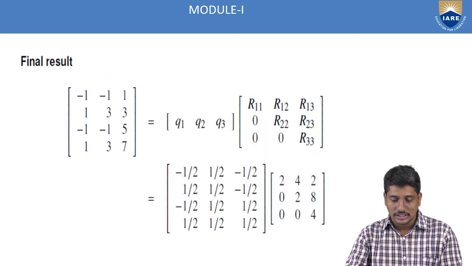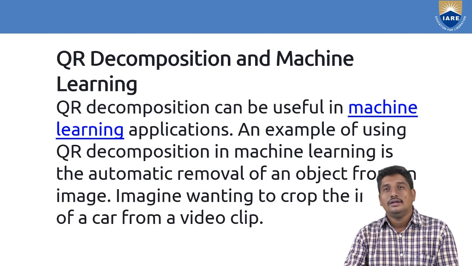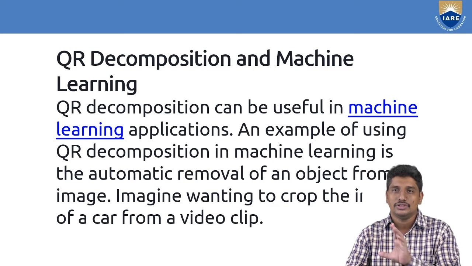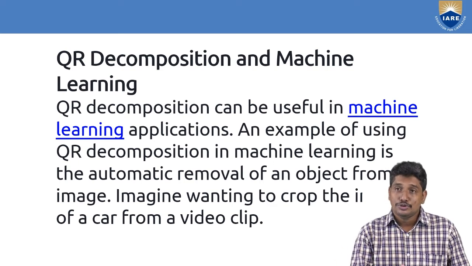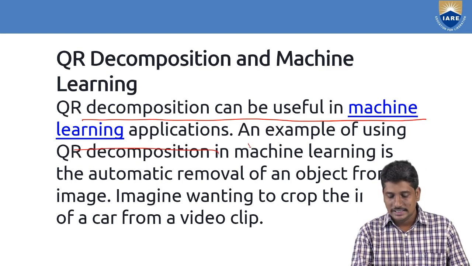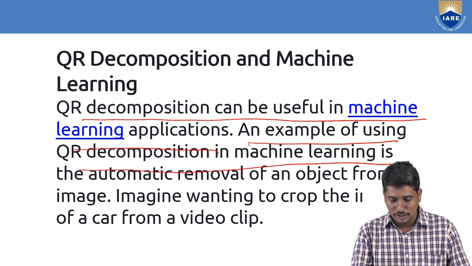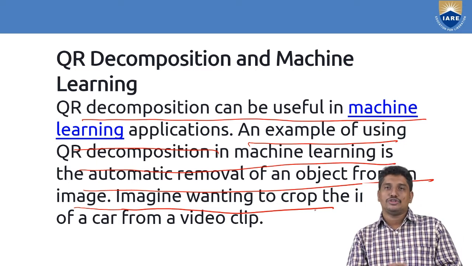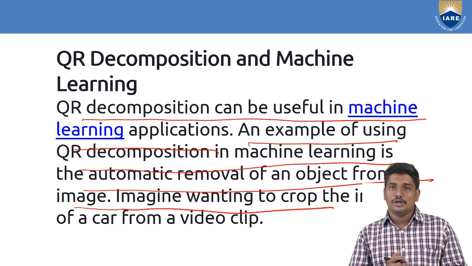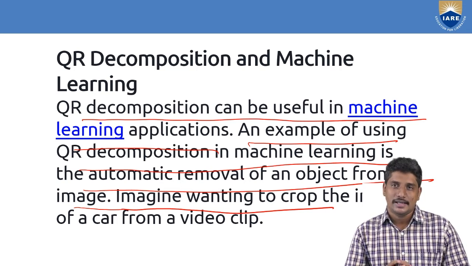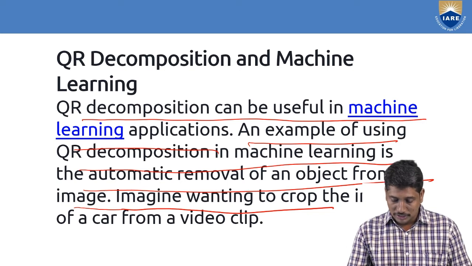And now I'll close the class with a simple discussion of the association of QR decomposition with machine learning. QR decomposition can be useful in machine learning applications. An example of using QR decomposition in machine learning is the automatic removal of an object from an image. That means image processing. In the lines of image processing, QR decomposition plays an important role in dimensionality reduction.